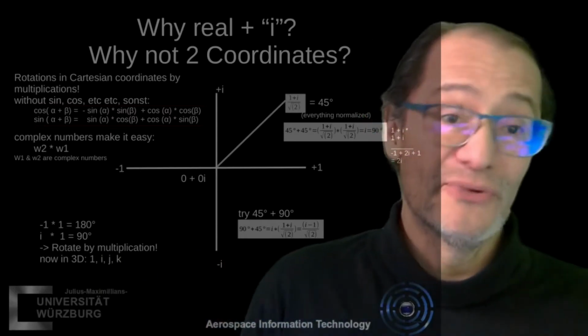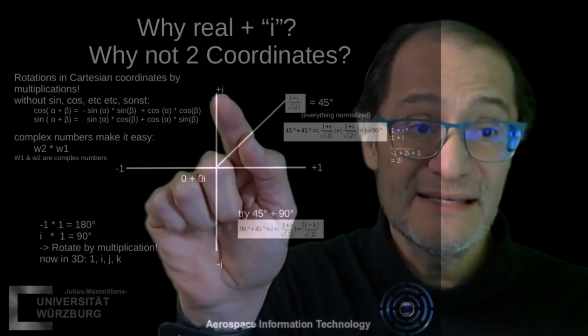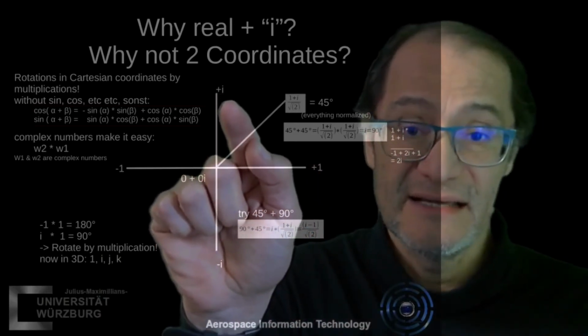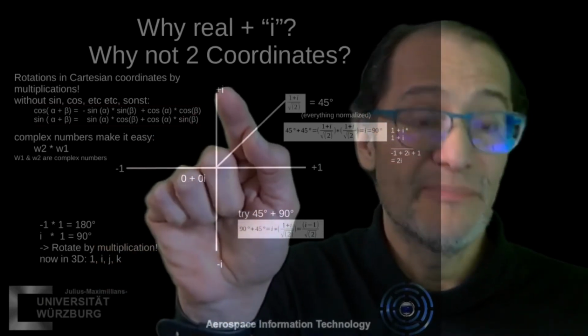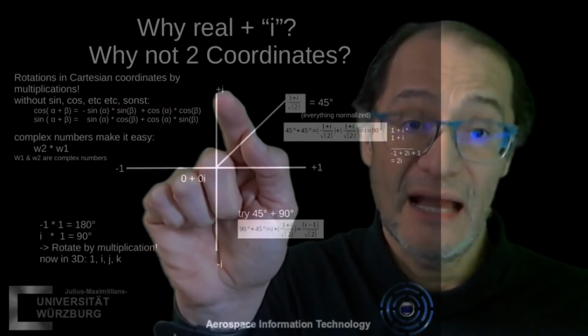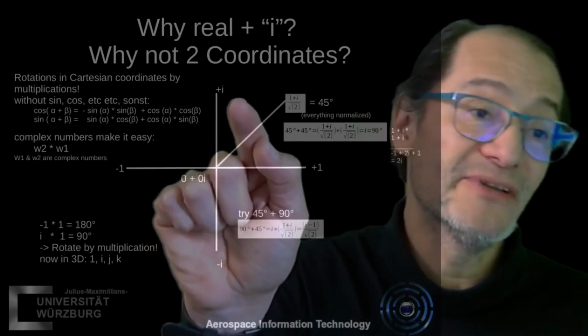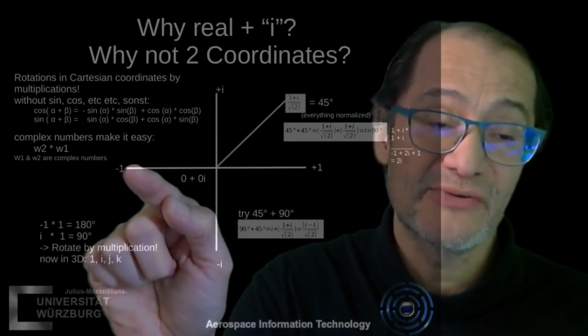Assume you want to have 90 degrees plus 90 degrees. The solution shall be 180 degrees. Then you multiply the two angles you have, i times i. And you remember, if you multiply i times i, you will get minus 1. And this will be this.